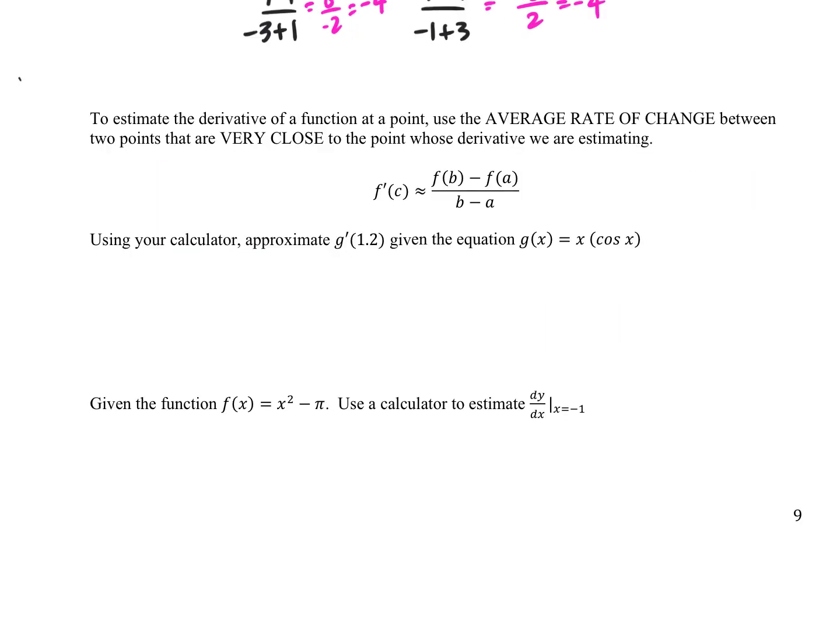Go ahead and grab your calculator. You're going to love this. This is just reminding you to find the average rate of change: use points that are close. Okay, let's use our calculator to find G prime of 1.2. Anyone remember what we're using in our calculator for that? How do I find that derivative?